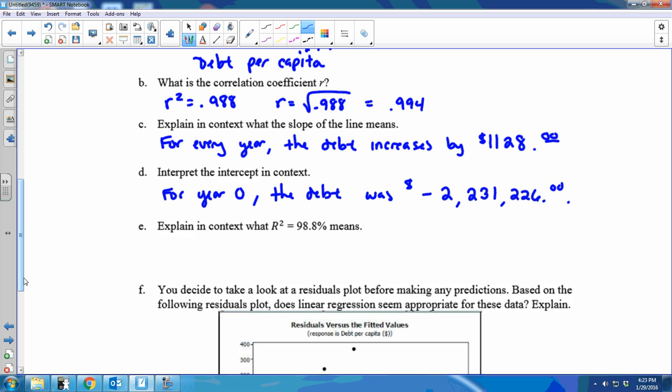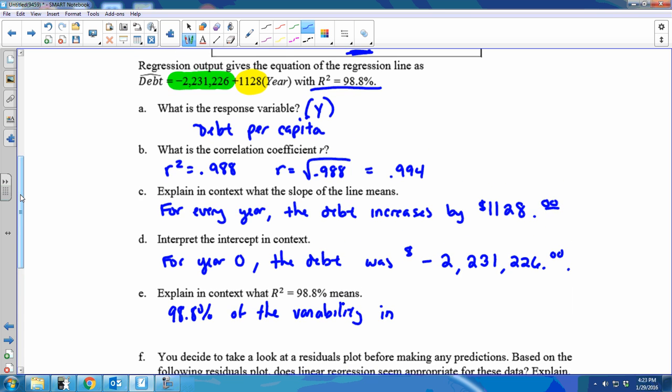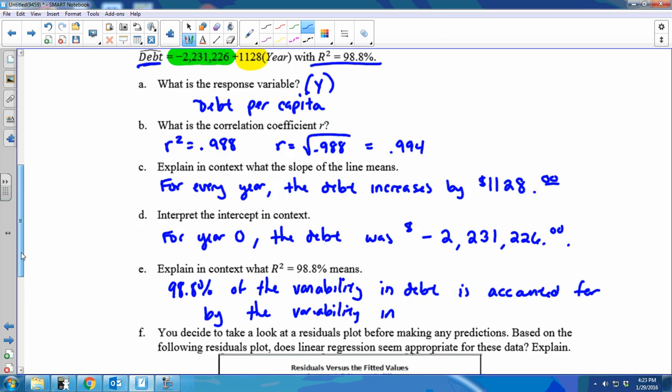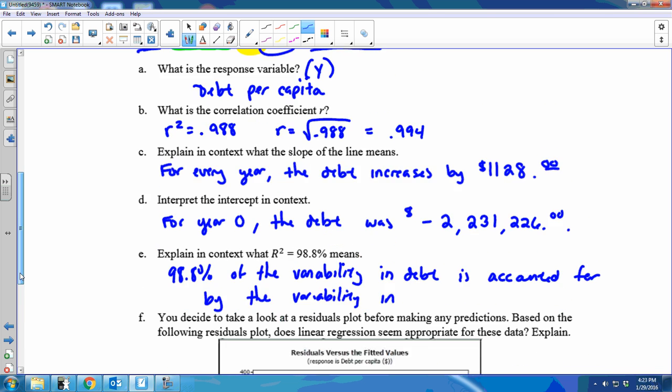Explain in context what R squared means. This is going to come up on the AP exam. It's just going to happen. Just know how to say it. So 98.8% of the variability in y, so y is debt, in debt is accounted for by the variability or variation in whatever x is, so x happens to be debt year.